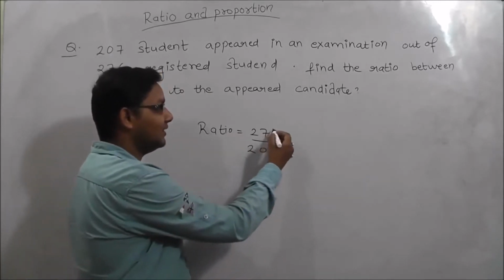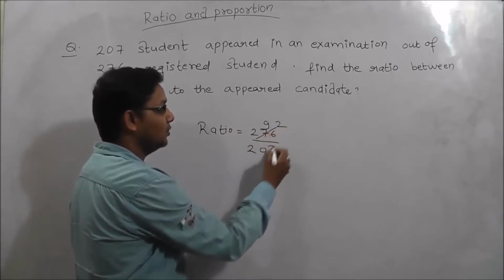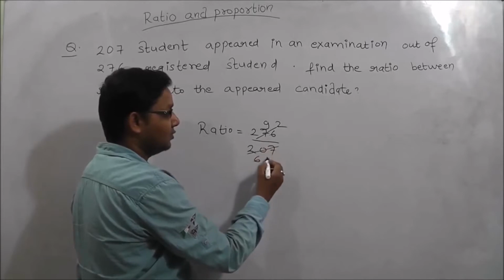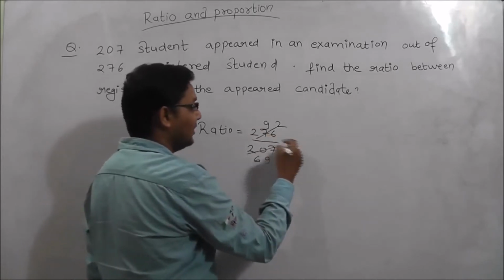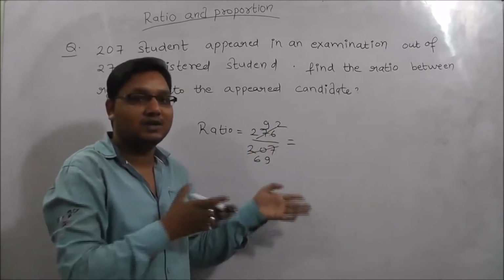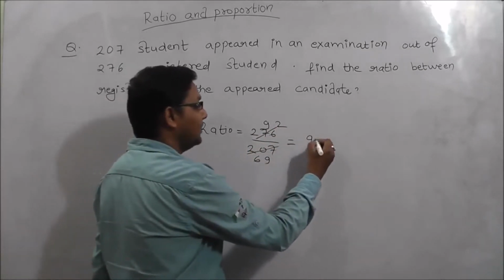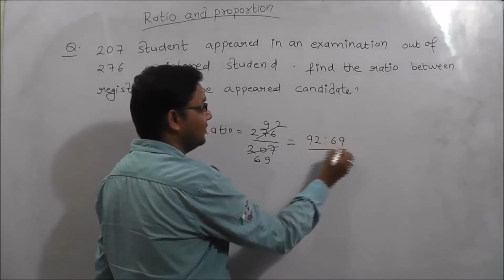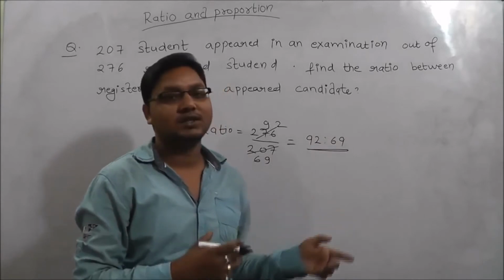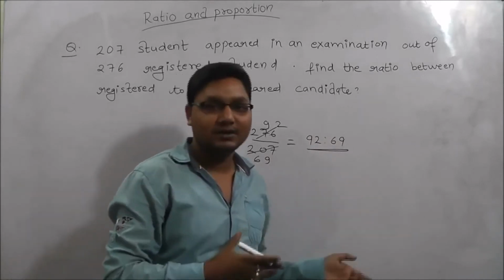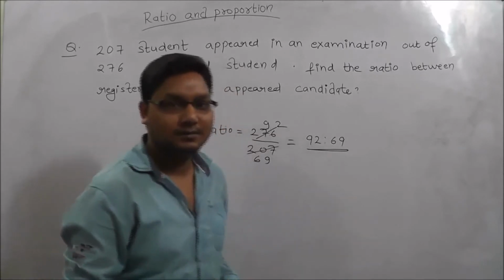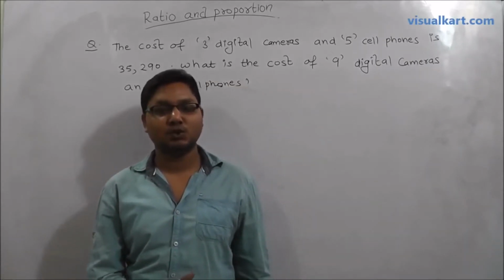So we can cancel this by 3. 3 into 9, 3 into 2, 3 into 6, 2 remainder, 2, 7. So 3 into 9. So now we cannot cancel. 92 and 69 we cannot cancel further. So the ratio will be 92 is to 69. And if 92 is to 69 is not given in the options, then go on marking none of these. Okay. Let us see the next question on ratio and proportion.